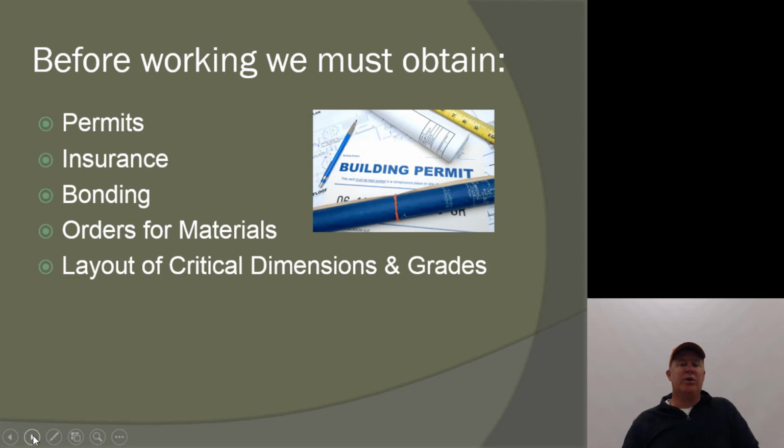And then layout of critical dimensions and grades. Know that landscape plan before you get to the job. You should be able to locate stuff. You should be very familiar with the plan. So when you pull the plan out, you're just checking for things such as critical dimensions. If we know the top of curb is a certain grade, we see it on the plan, we can walk to it, we know exactly where it's at.